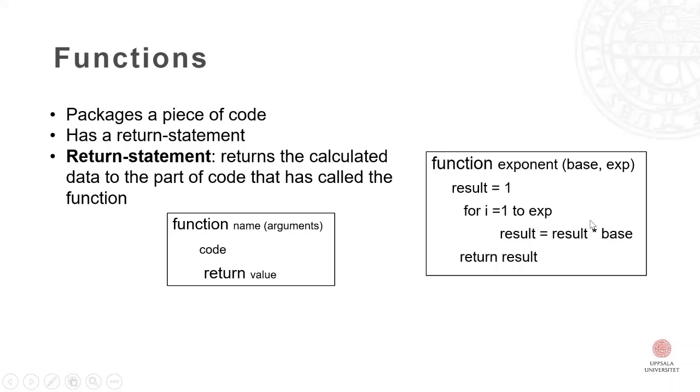So we will have a for loop here going from 1 to exp, and each time our result will be multiplied by base. For example, if you want to calculate 2 to the power of 3, your result will be first 1, then each time you multiply the current result with 2. So first time you get 2 as a result, second time you get 4, and third time you get 8. And then the for loop finishes because you have reached exp. So you come out of this for loop.